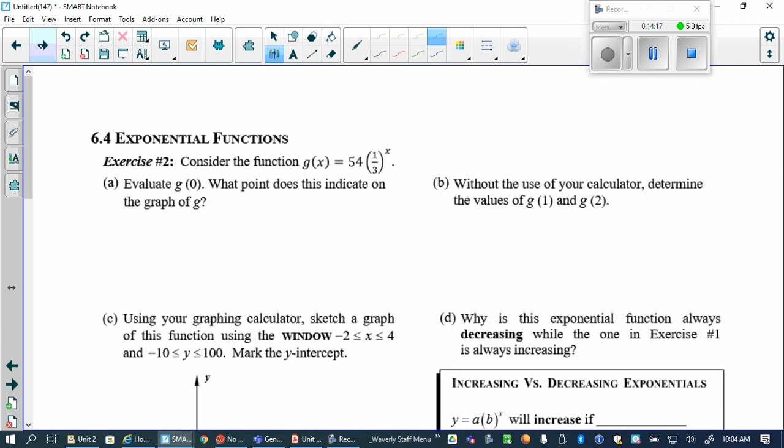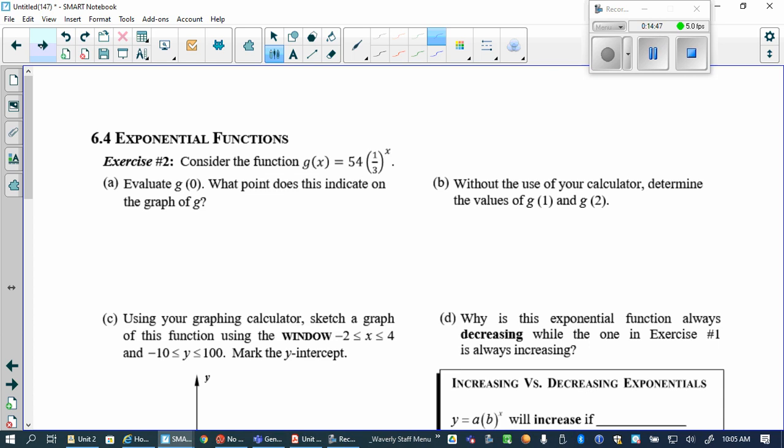All right, so now we have function g of x equals 54 times 1/3 to the x. Is this going to be growth or decay, guys? Because it's getting 1/3 smaller every time, right? Will it ever reach 0? No. It'll get infinitely close, close enough for practical purposes in a real situation. So they want us to evaluate g of 0. That means we put a 0 in for x.